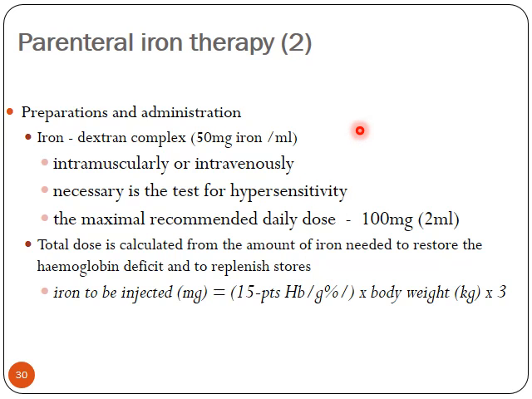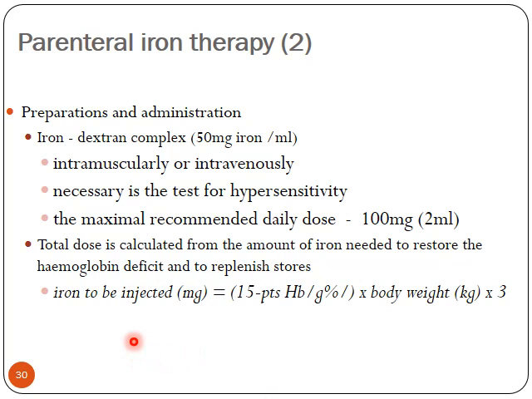We have many preparations. We have iron dextran, either given intramuscularly or intravenously. Necessary is the test for hypersensitivity in such a preparation. The maximal required daily dose is 100 mg for 2 milliliters. The total dose required for the parenteral iron is calculated from the amount of iron needed to restore the hemoglobin deficit and to replenish the store.